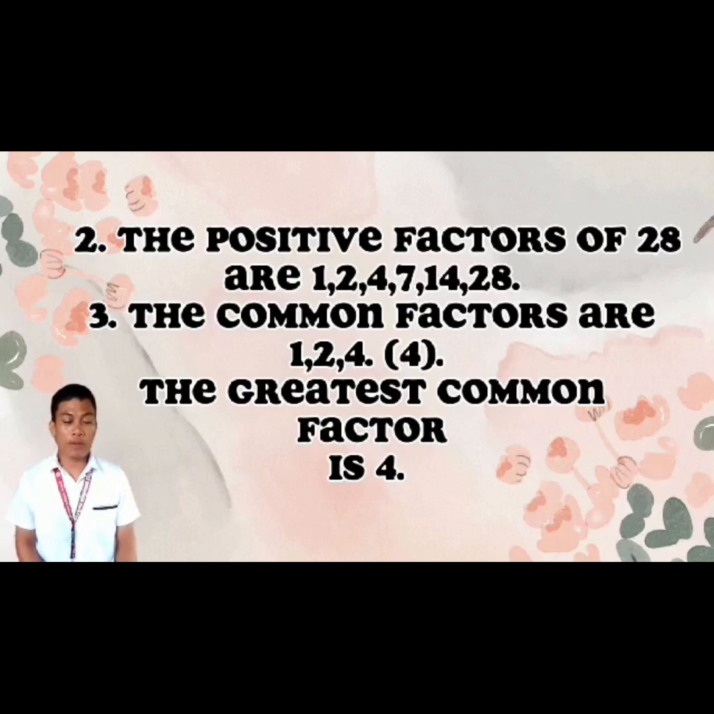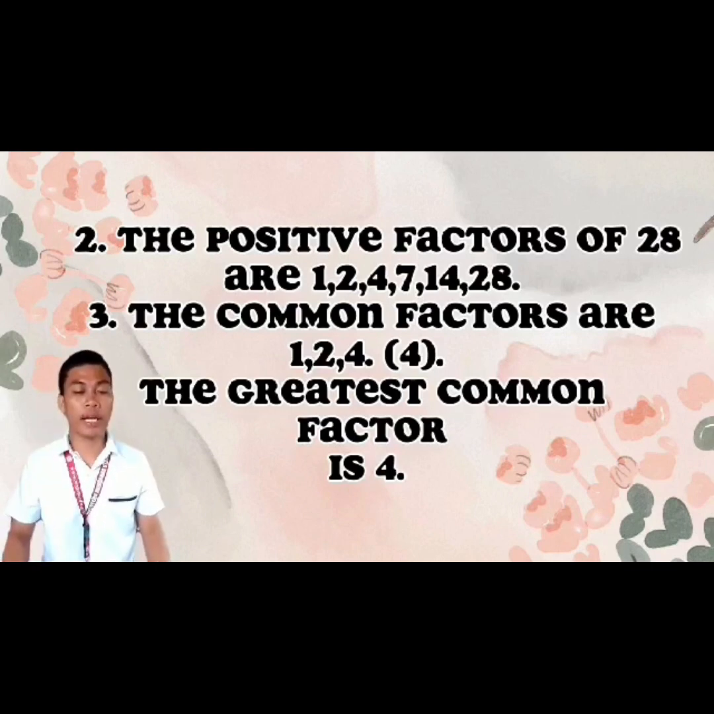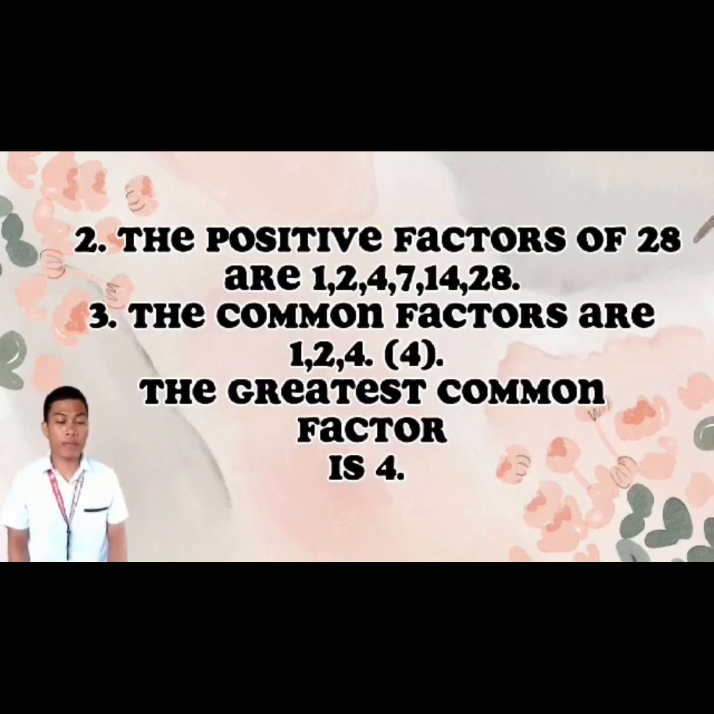Now in our step 2, list the common positive factors of a and b. The common factors of a and b are 1, 2, and 4. Step 3, pick the largest in the list of common factors. Looking at the list that we have, 1, 2, and 4, the greatest common factor in the list is 4.